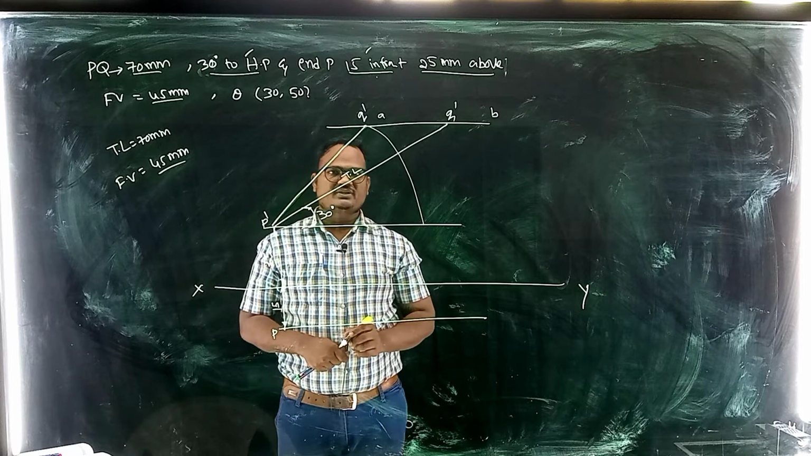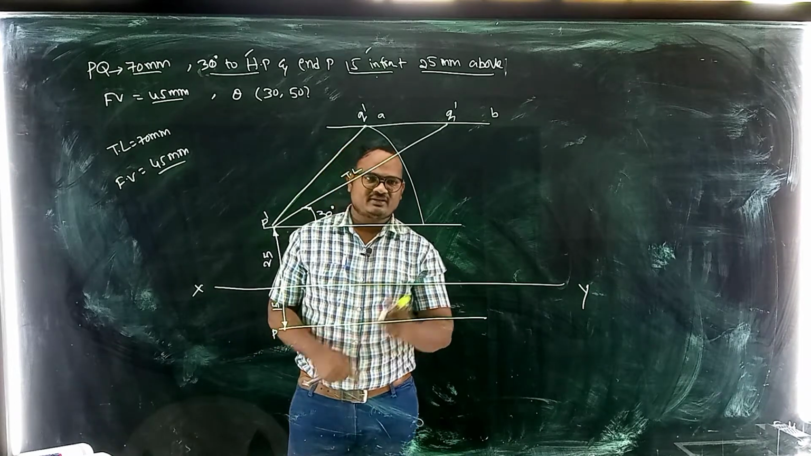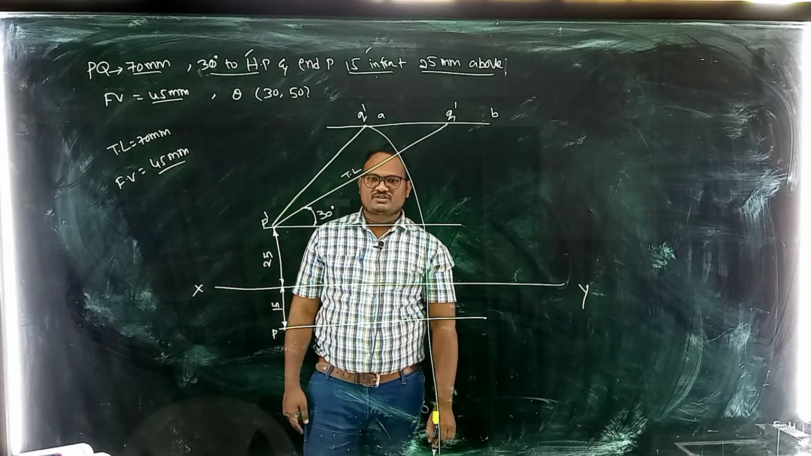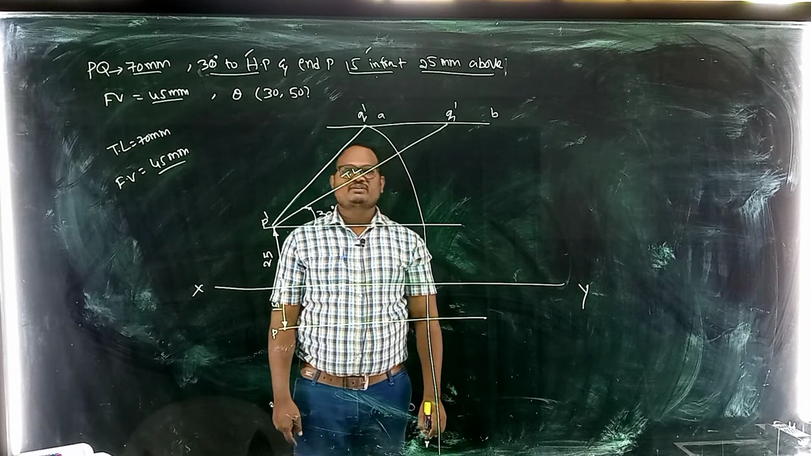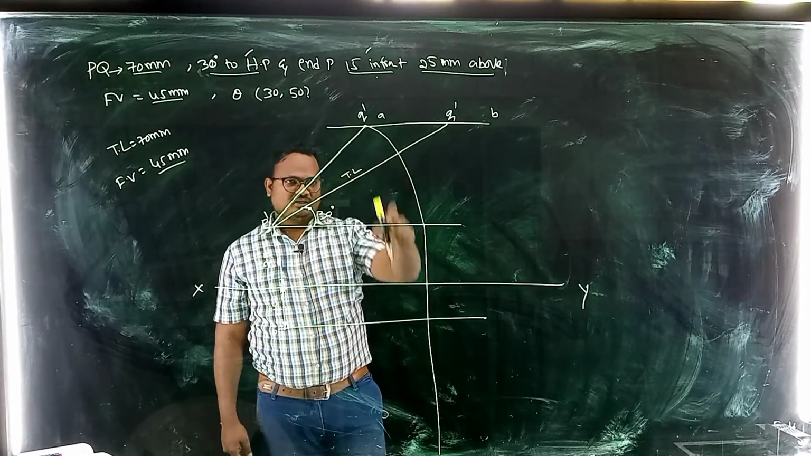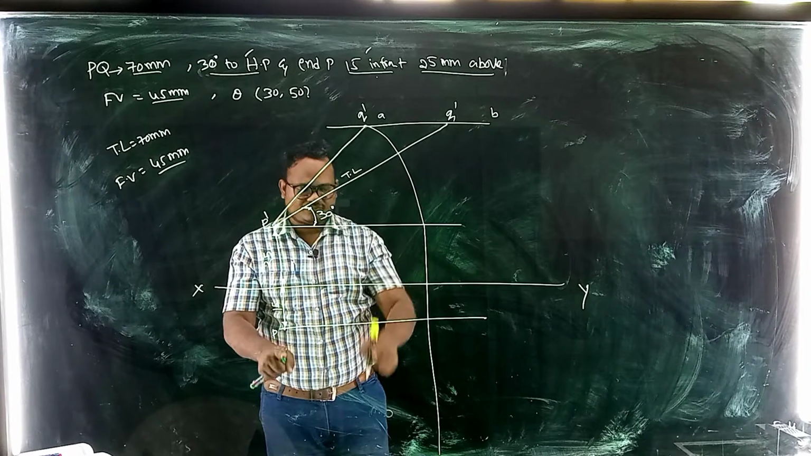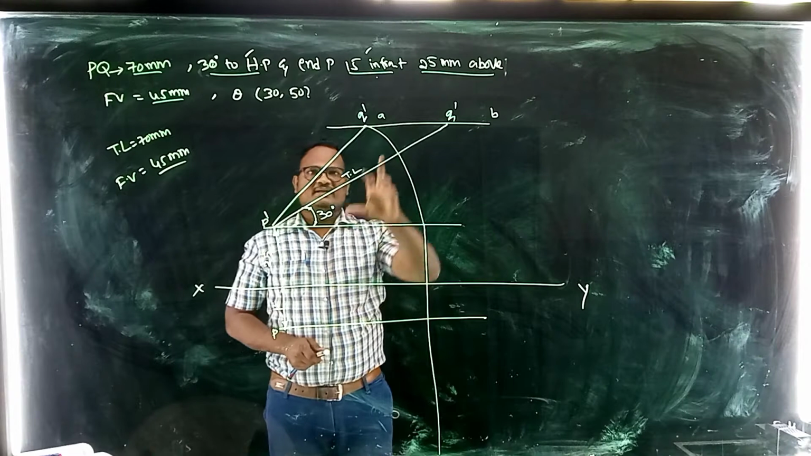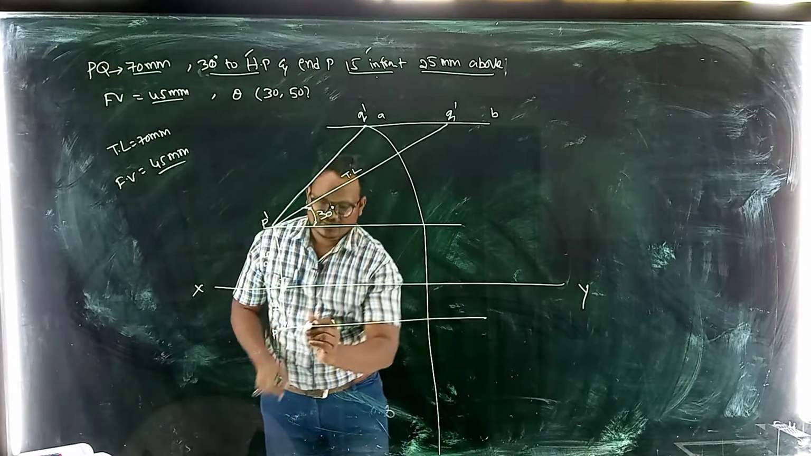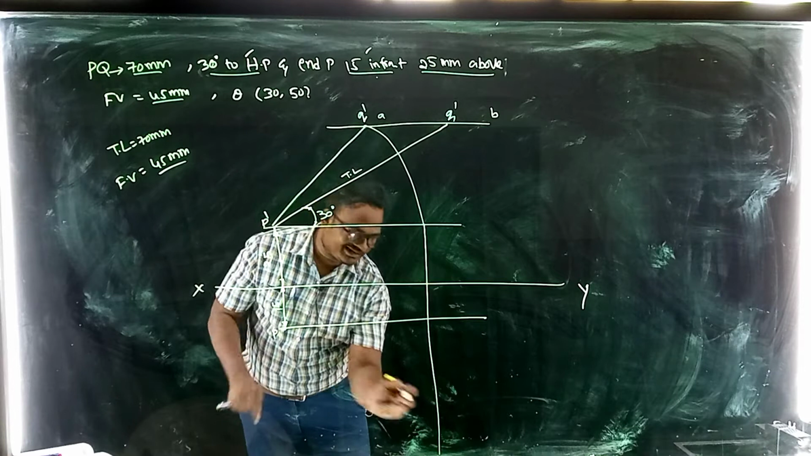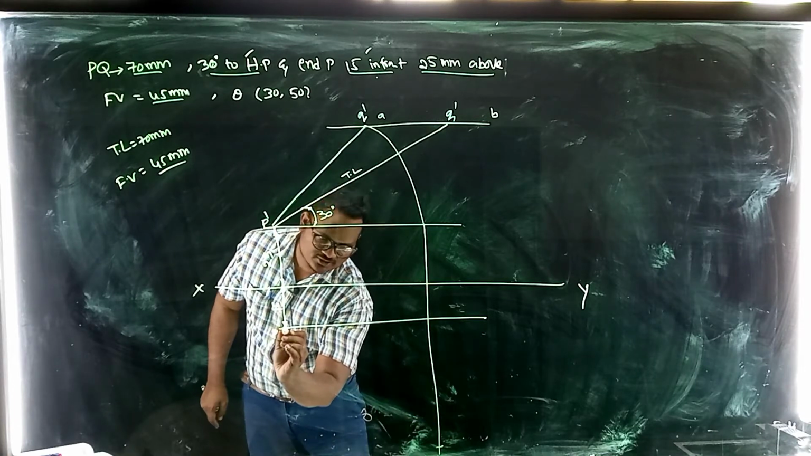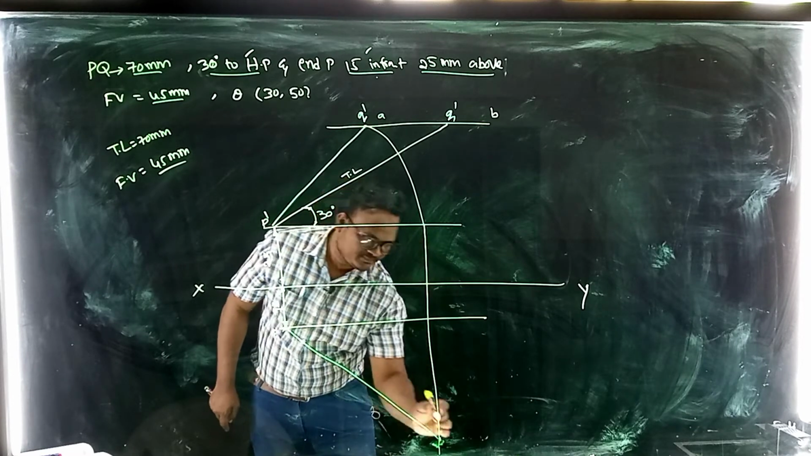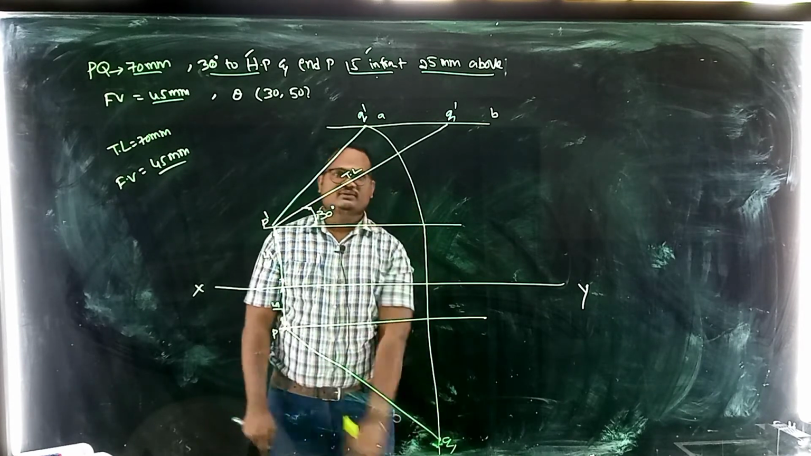draw an arc up to the horizontal reference line. Now project vertically. One thing is confirmed: the final front view and final top view will lie in a single straight line. What is the true length? 70 mm. Take 70 mm true length with the compass. Now with P as the center, cut this line somewhere. So this is P, this is Q1.